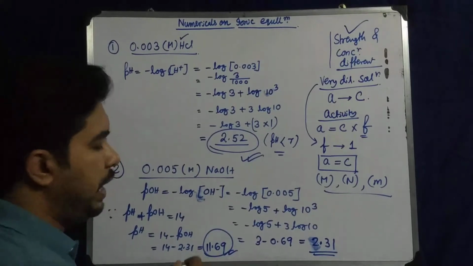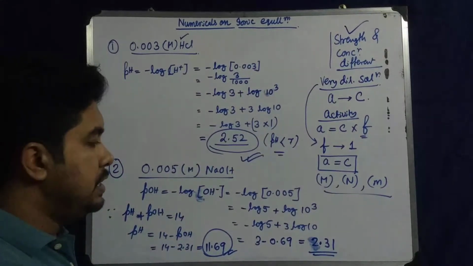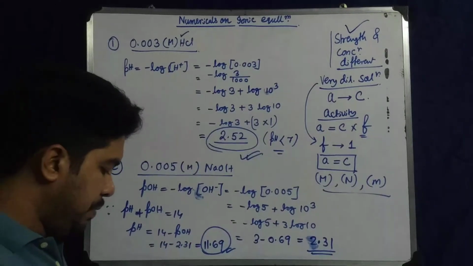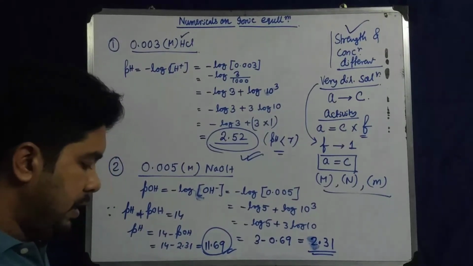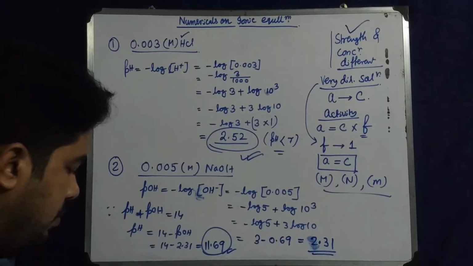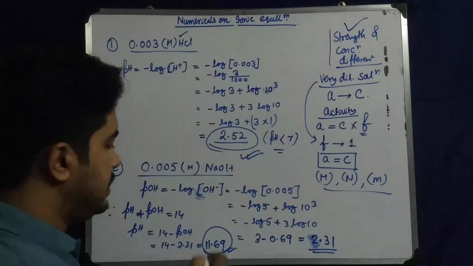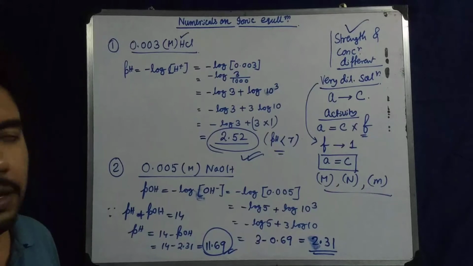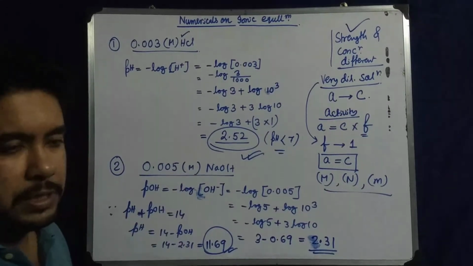You see that this is way above 7. So the pH is more than 7. Obviously it was expected that pH should be more than 7 in this case. Why? Because we know that this is a basic solution. NaOH is a base, so pH should be more than 7. It is 11.69. I hope these two numerical problems are very clear to you, how we have solved these easy ones.